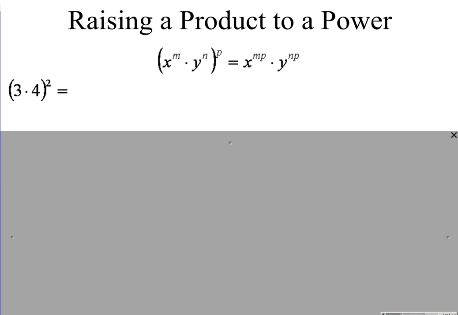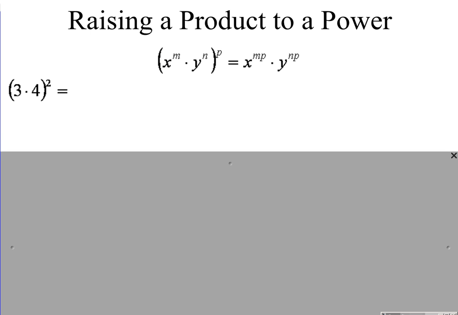So in this case, 3 times 4 to the 2nd power, 2 different ways we could do this problem, and I'm going to look at it both ways here. If we simply follow order of operations, what do we do first? Parentheses. So do parentheses first. 3 times 4 is 12. So now we have 12 squared. 12 squared is 144. If I was doing that problem, that's how I would do it.